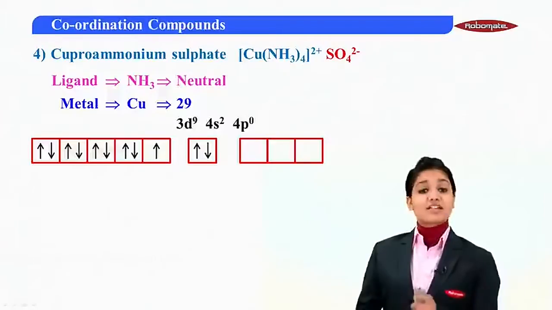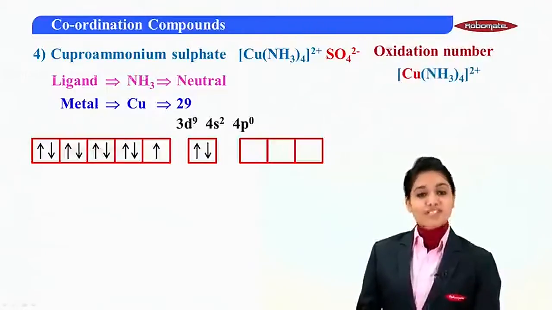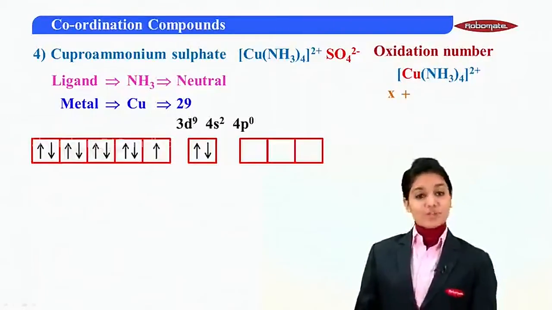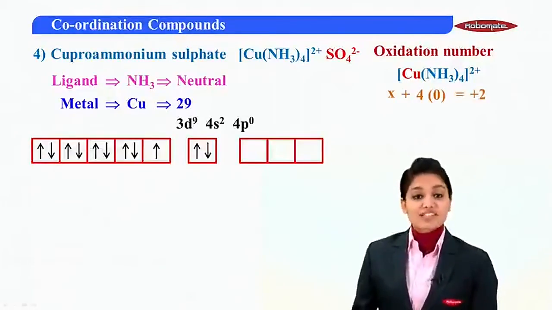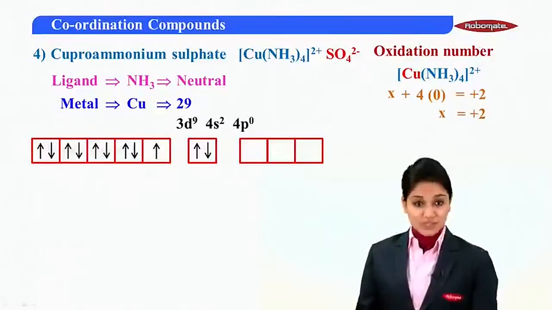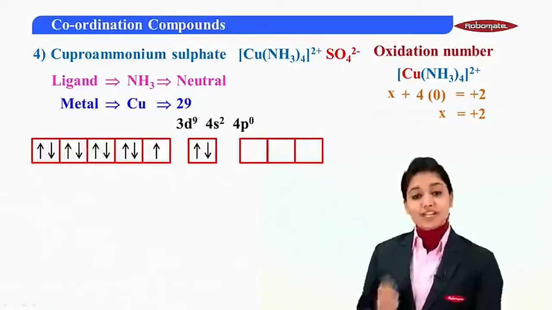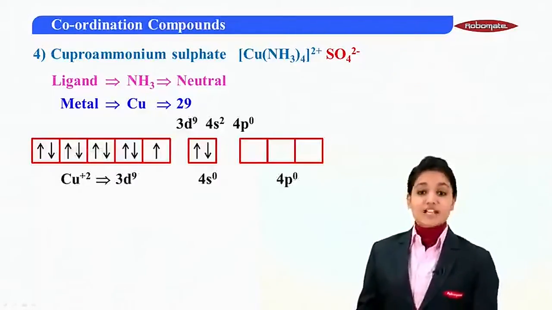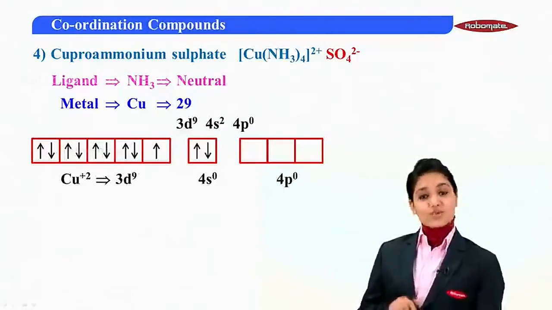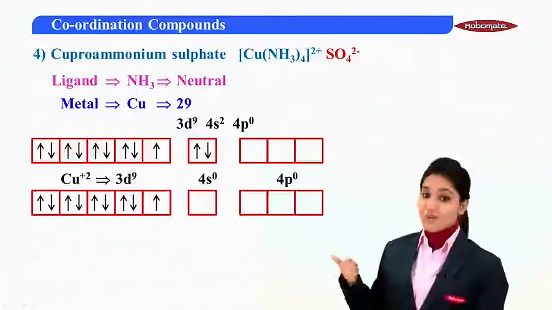Now after this, let us find out the oxidation number or the oxidation state of the metal, that is copper here. Assuming the oxidation number of copper to be x, the charge present on NH3, being a neutral ligand, is 0 and the overall charge is 2. Therefore, the value of x comes out to be 2. Now since it is plus 2, that means copper is losing 2 electrons, and these 2 electrons are lost from the outermost orbital, that is 4s2. Therefore, 4s2 now becomes 4s0. So the configuration becomes 3d9 and 4s0.